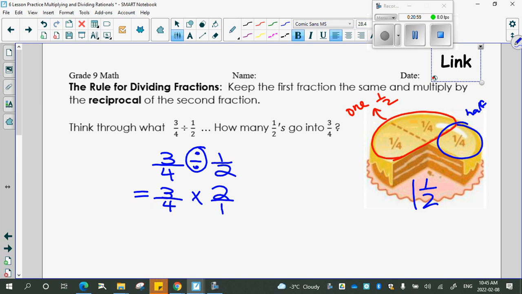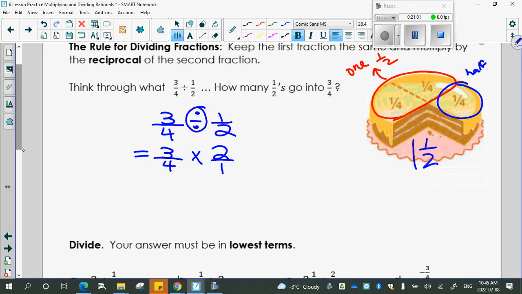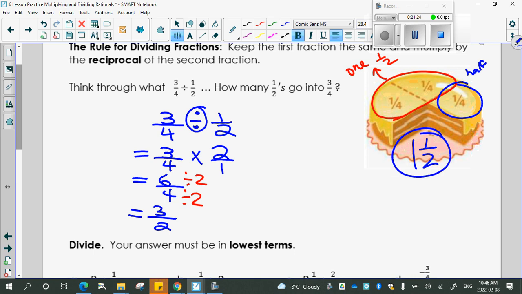Okay? And then multiplying questions is top by top. 3 times 2 is 6. 4 times 1 is 4. Does that reduce? Yes, they're both even, so I can divide by 2. So 6 divided by 2 is 3. 4 divided by 2 is 2. So here we got 1.5. Here we got 3/2. Are those the same?